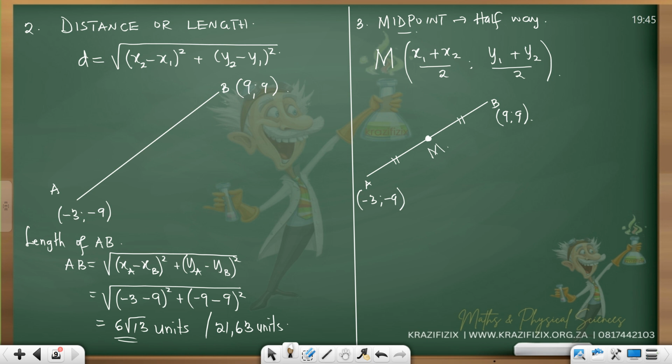Midpoint. You know, if you notice, analytical geometry is just you working around with the formula. The formula has been given. All we need to do is to substitute.